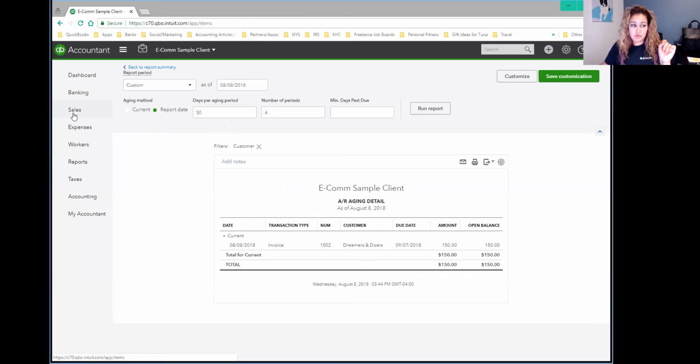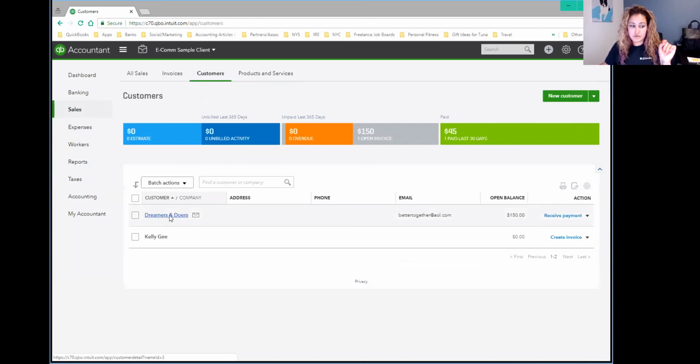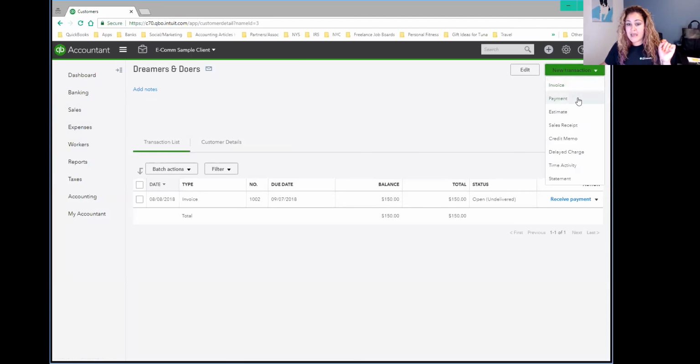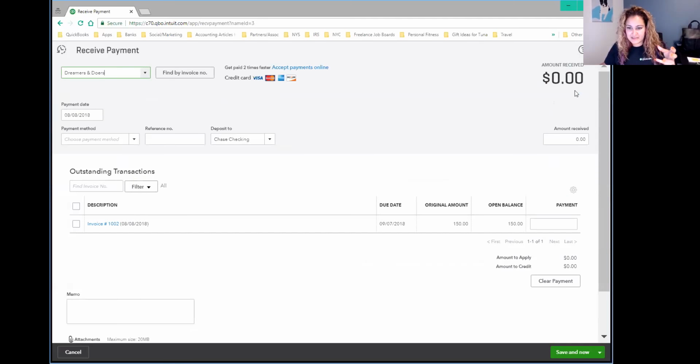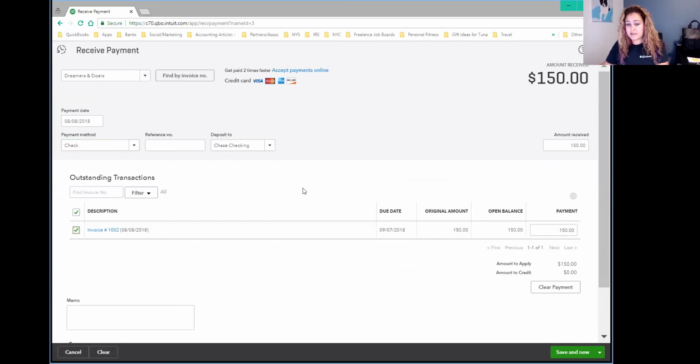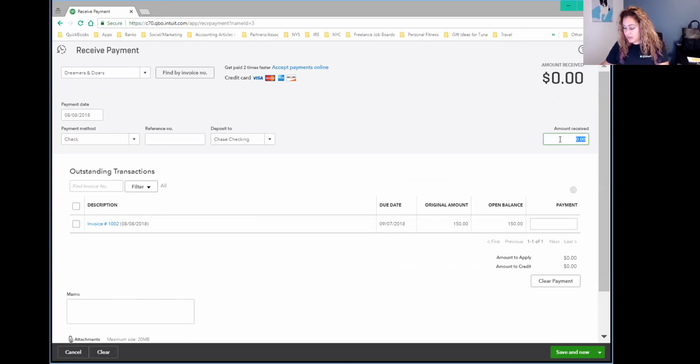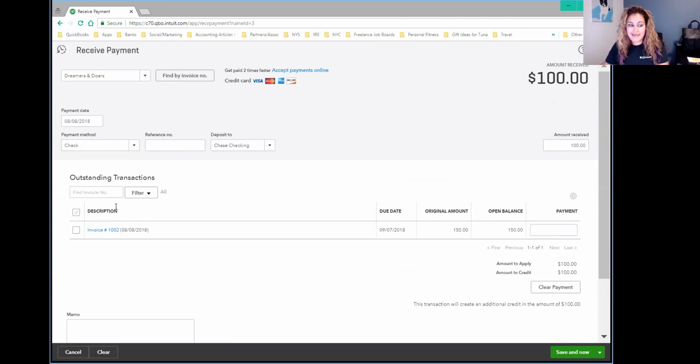You can go to sales, customers, Dreamers and Doers, and receive payment. So there's a lot of different ways to get to things, and sometimes it's really just a matter of what your preference is. So let's say I want to receive this payment, and they paid me by check, and it was for this invoice. I can click this off, and it'll automatically take the $150. If it was a partial payment, I can come in here and say it was $100, and then tell it to apply it here, right? So let's say they've only sent me $100, they still owe me $50. Cool. But I'm going to accept this payment, and then I'm going to save and close.